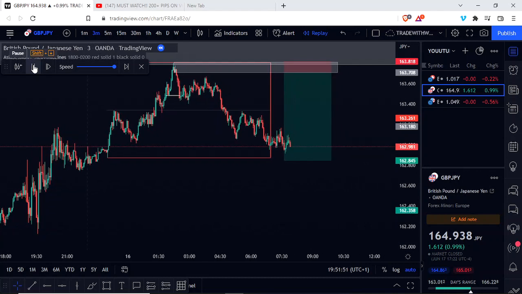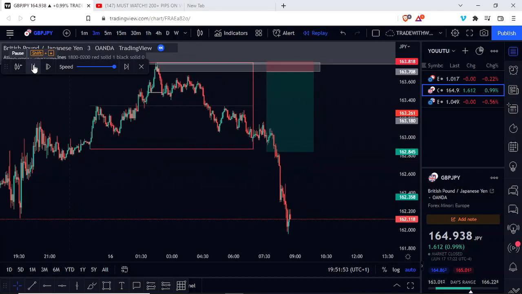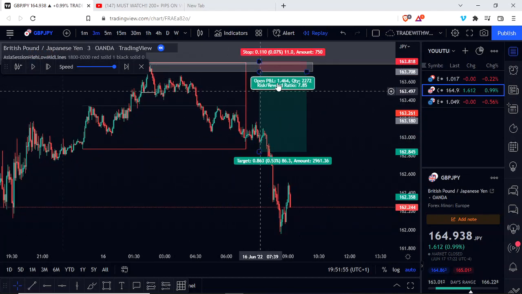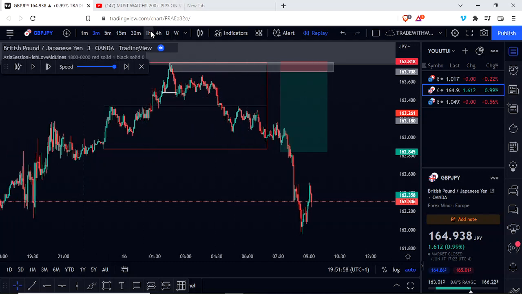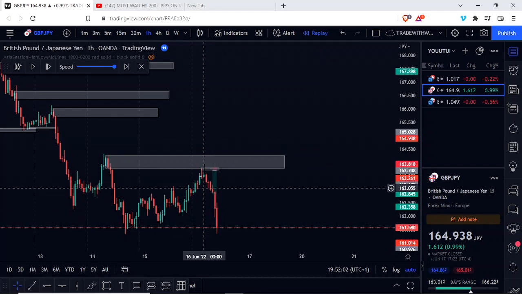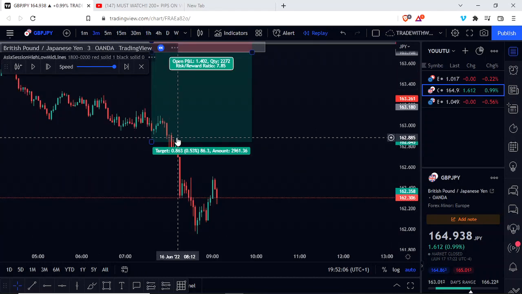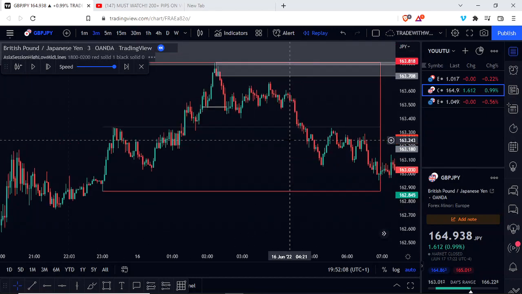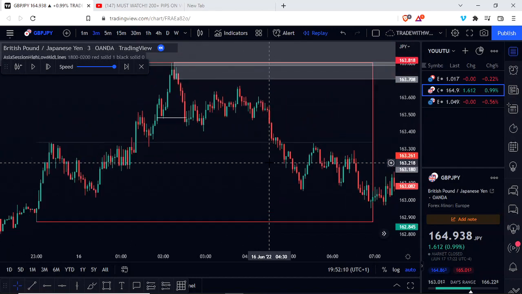Okay, so you can see it didn't mitigate back inside the zone, so you could have deleted the order at that point. It mitigated it and sold sharp. Mitigated and sold sharp. So now let's go back to that 3 minutes time frame and check if there were entries during the Asian session. Okay.